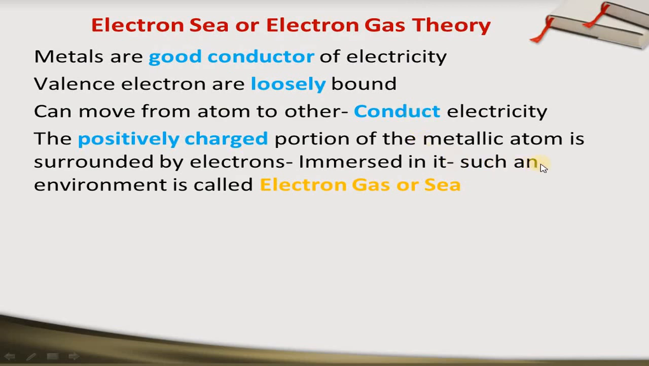The positively charged portion of the metallic atom is surrounded by the electrons. And these positively charged ions are immersed in the solution of these electrons. So such an environment is called what? Electron gas or electron sea.